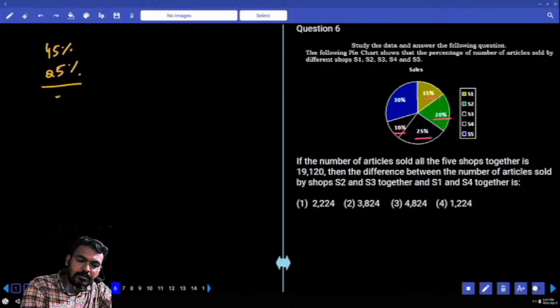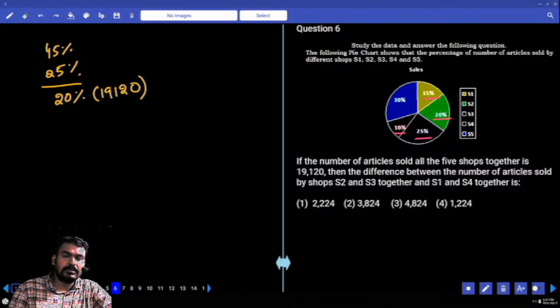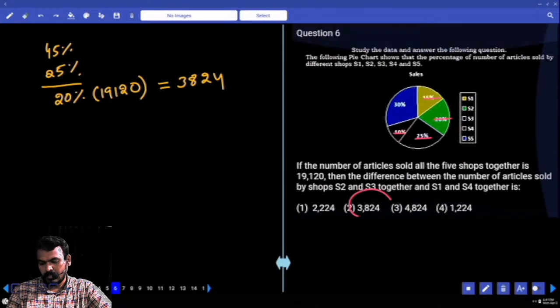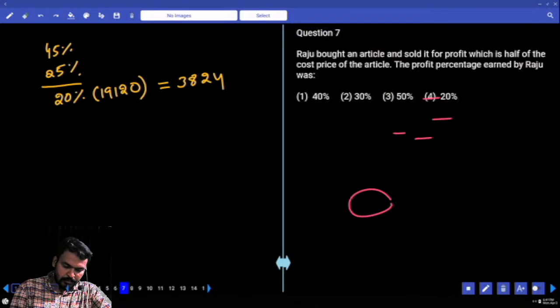Together value 25. What is the difference? 20%. 20% of which value do we need? 19,120. What is the 10%? 1912. 20% means double, 3824. Next, question number 7.